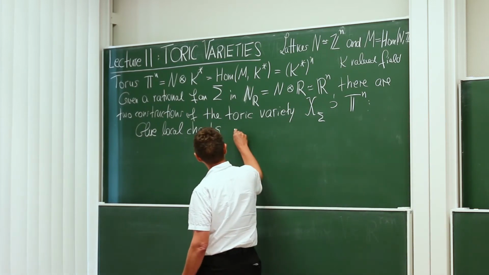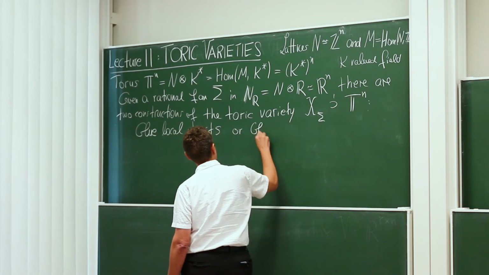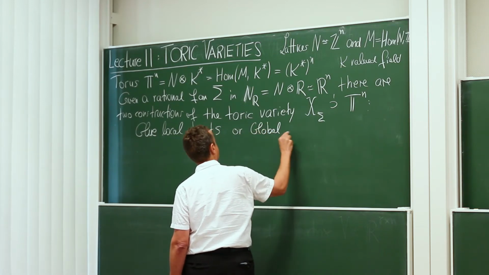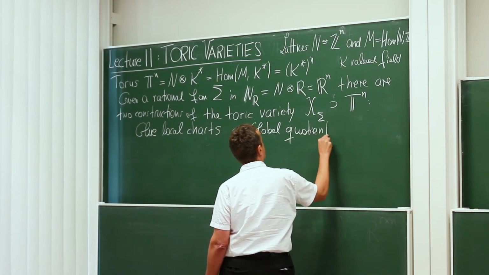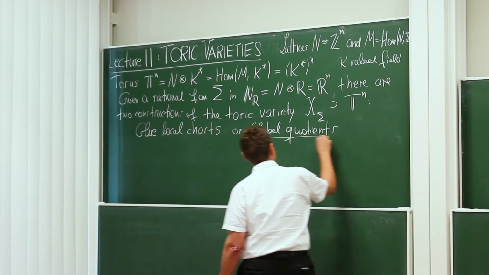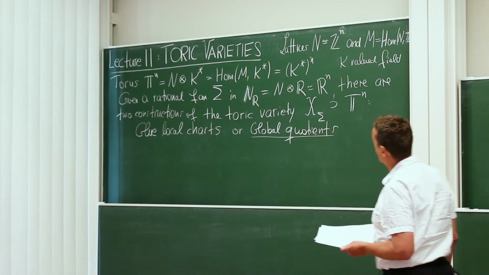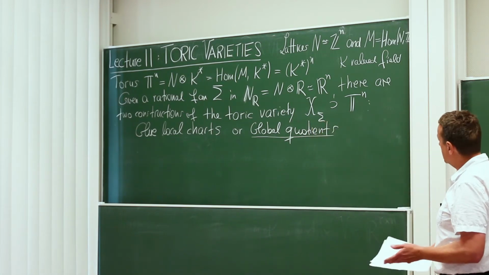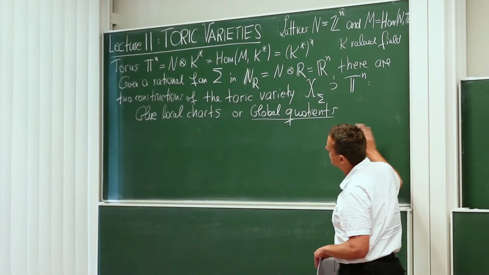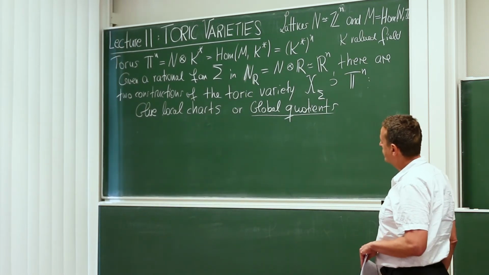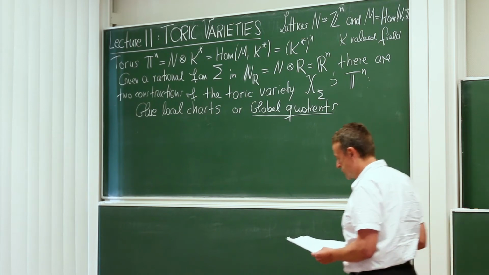The other construction is a global quotient construction, and this is the one I will describe. That's a bit more recent, and this was really popularized by David Cox a couple of years ago. So I will tell you now how you can construct an essentially arbitrary n-dimensional toric variety by the global quotient construction.